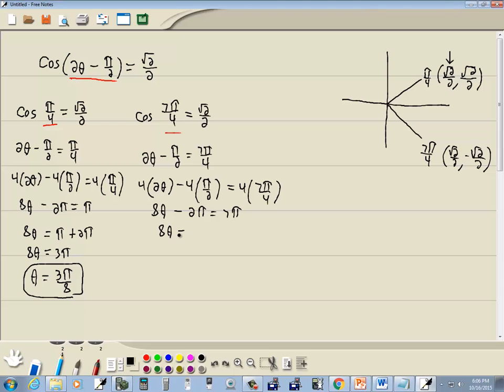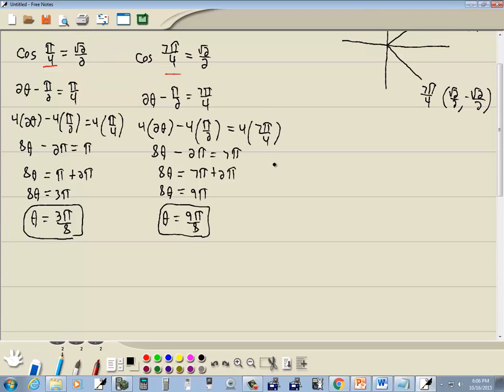So we got 8 theta. I'll take negative 2 pi over. We got 7 pi plus 2 pi. So we got 8 theta is equal to 9 pi. Divide both sides by 8. And we get 9 pi over 8. Well, that hasn't gone past 2 pi yet, so we'll take another one. Okay. Well, from 0 to 2 pi, those are the only answers we have.